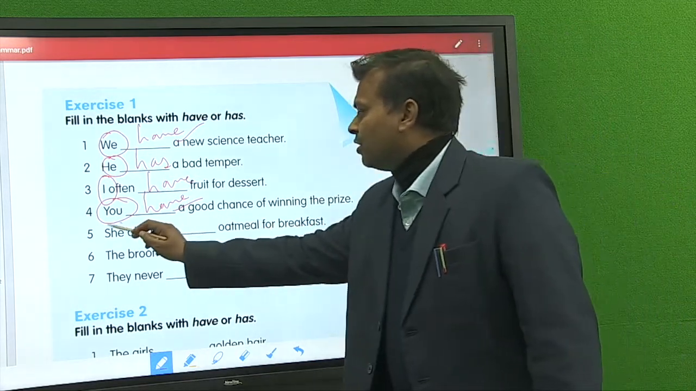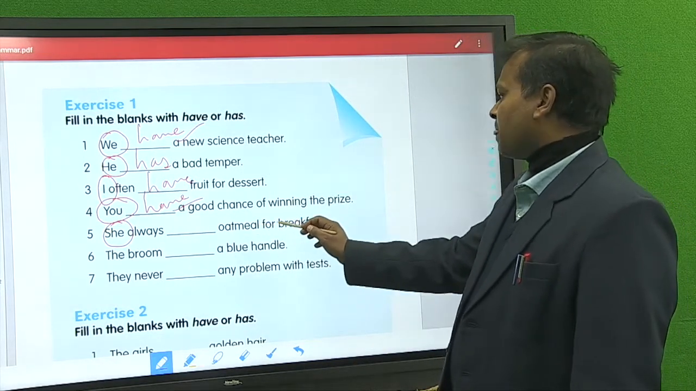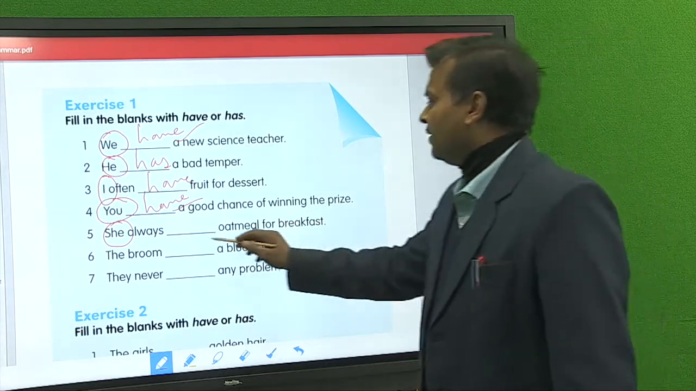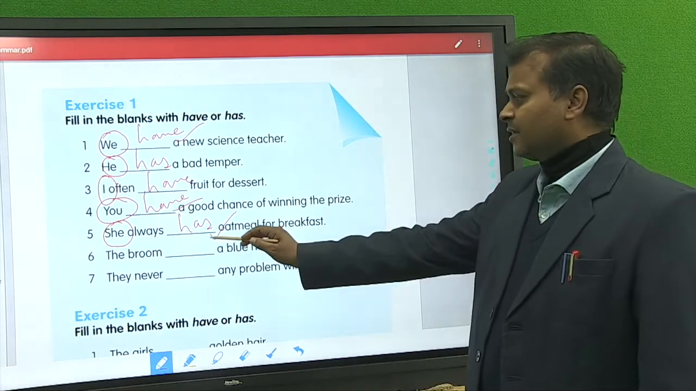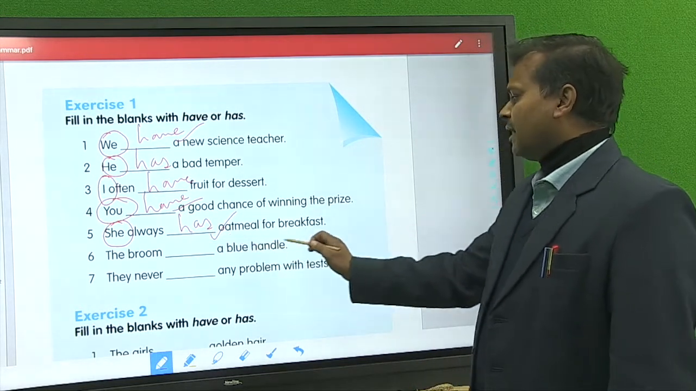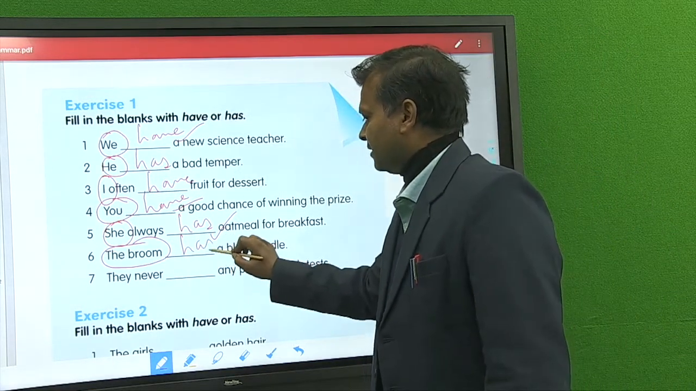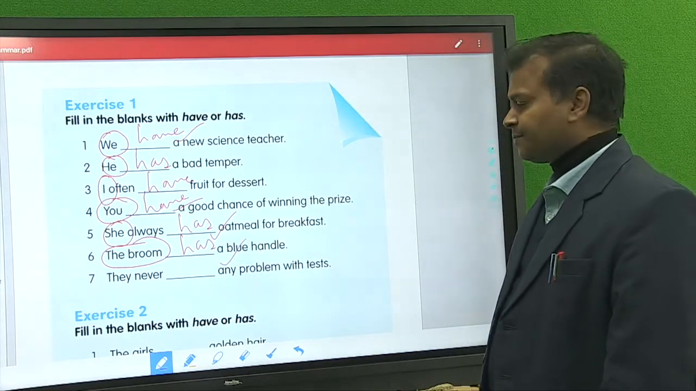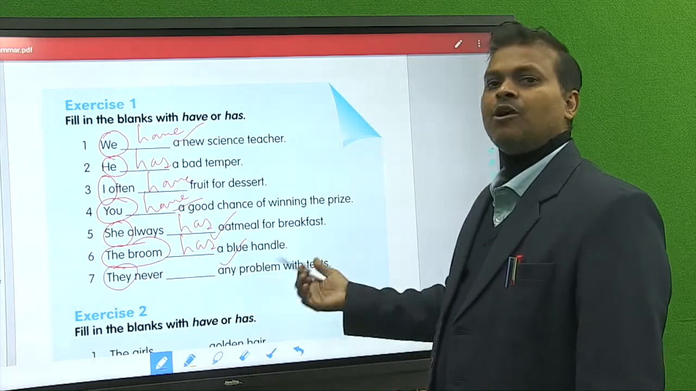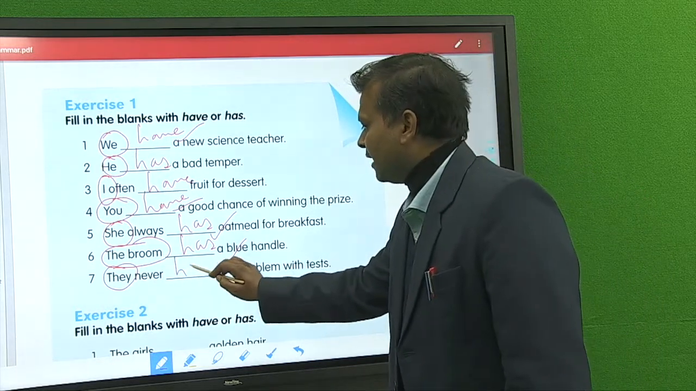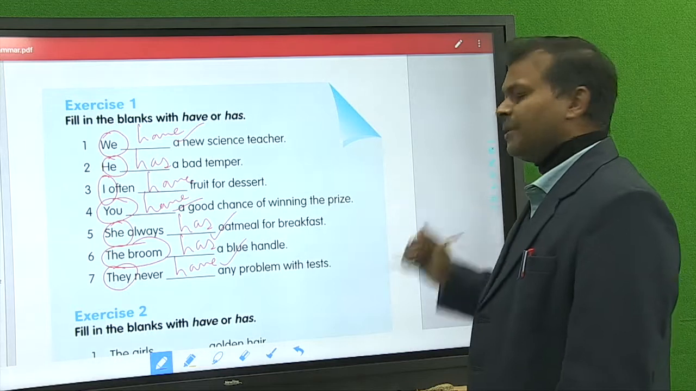Similarly, she belongs to third person singular number. She always dash a meal for breakfast. She always has. Right? Similarly, the next, number 6, the broom dash a blue handle. The broom is third person and a singular number. That's why it is added with has. The broom has a blue handle. Right? Next number 7, they. They is a third person but it is a plural number. That's why we need to use have with it. They never have any problem with tests.